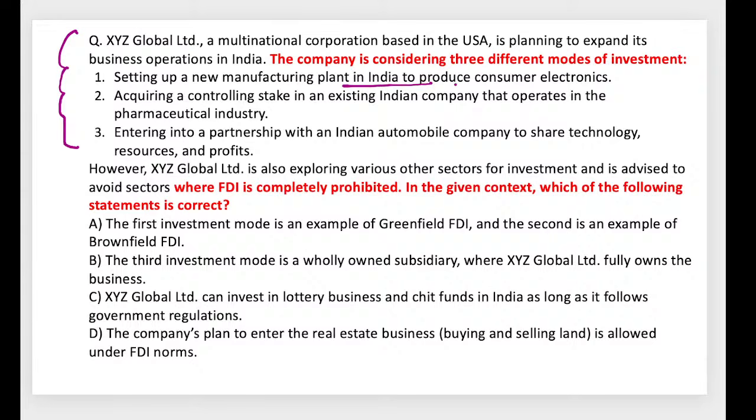Setting up a new manufacturing plant in India to produce consumer electronics, acquiring a controlling stake, and entering into a partnership. So what is this? This is greenfield, this is brownfield. No, I am going wrong. No, first one is greenfield, this is brownfield and this is joint venture, right? What will be the correct answer, tell me. Different types of FDIs. Okay, Rani ma'am is saying option B. Manjunath sir is saying A, Anita ma'am is saying A. Okay, I guess that is for the previous question.